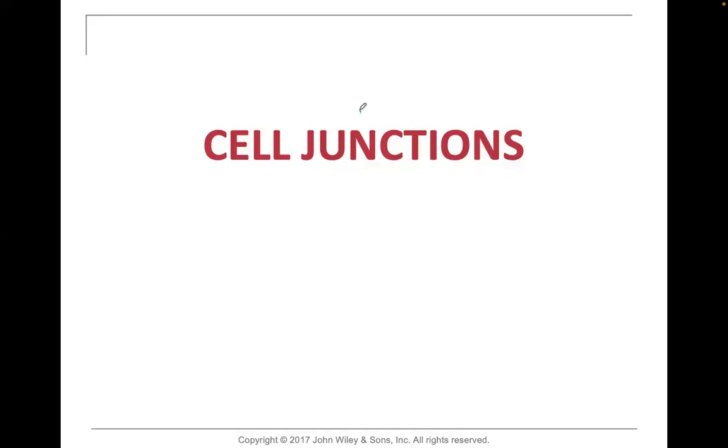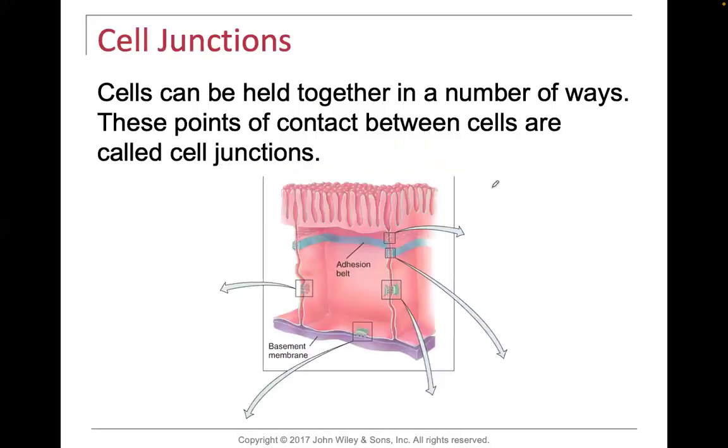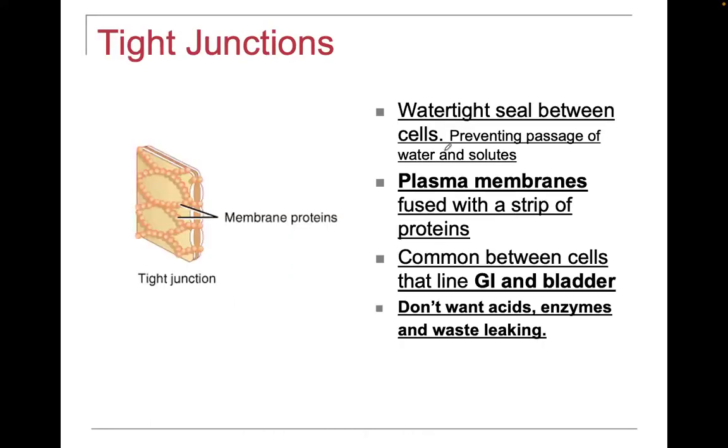Cells come together by way of cell junctions. Cell junctions are what ties cells together. It brings them together in a number of ways. It's the point of contact between the cells. Those are called cell junctions. And we have different types of junctions, and I want you to focus on a few of these that I think are really important.